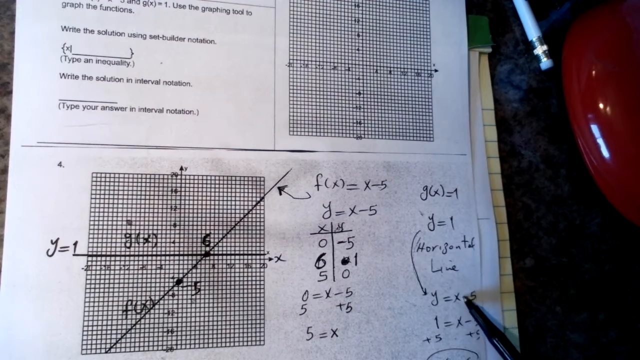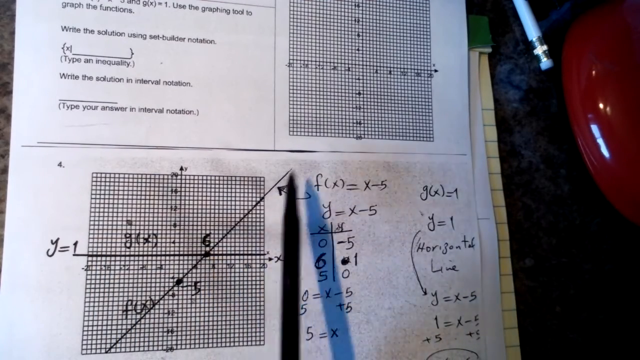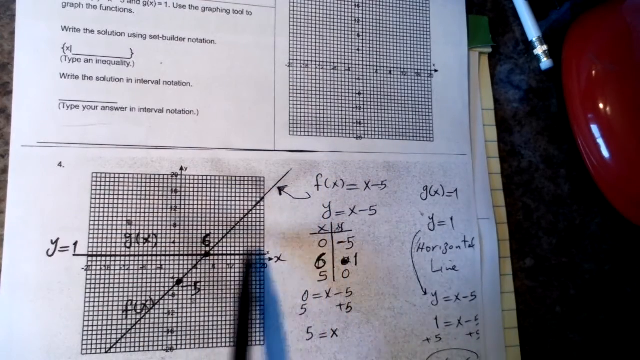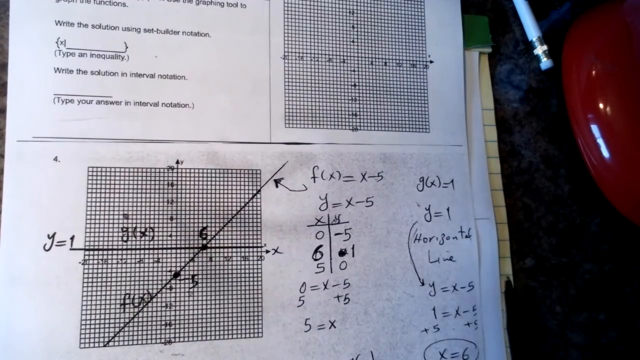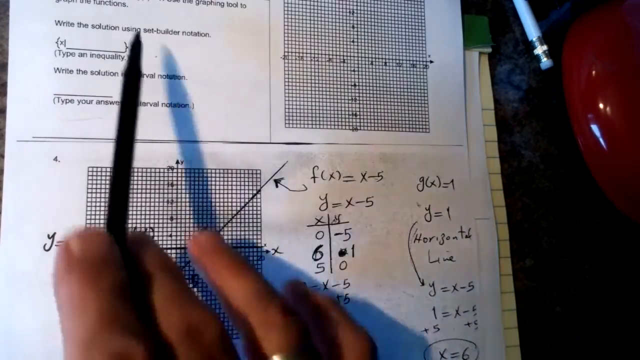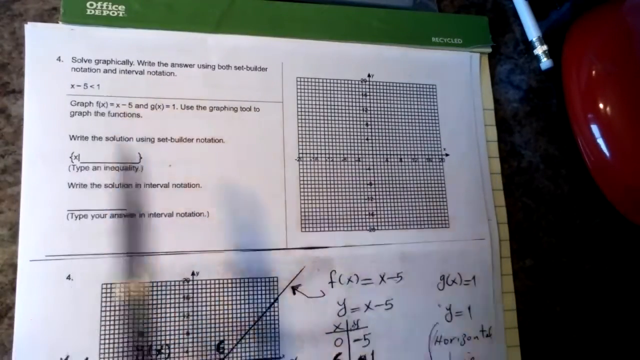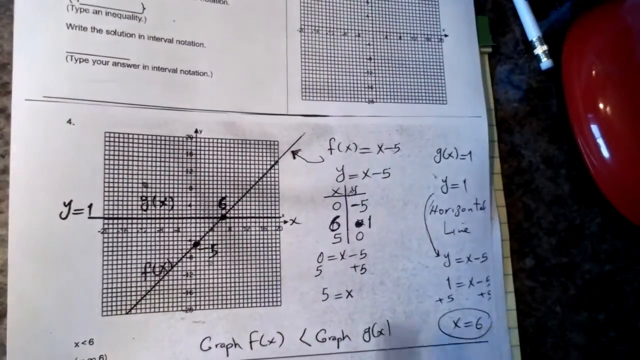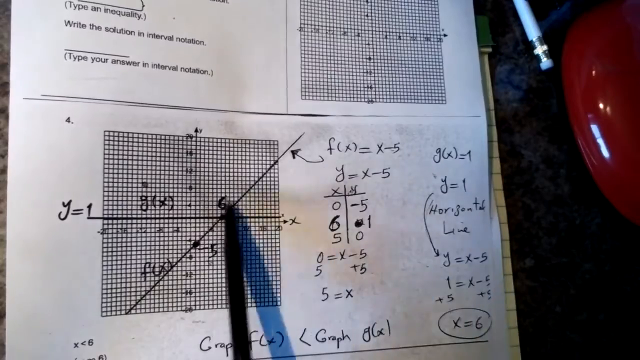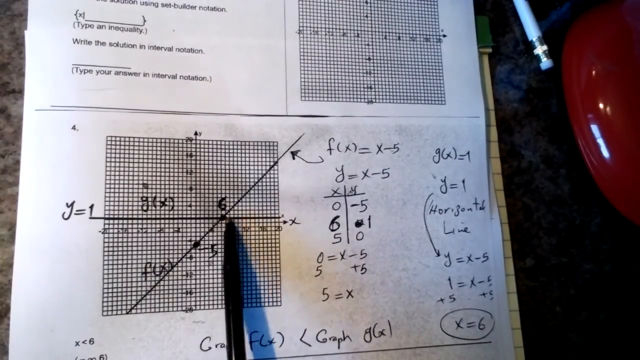Now I need to find the point of intersection. I need to know the point where y equals 1 and y equals x minus 5, or f of x and g of x, intersect. In that case, you solve these equations. You just say x minus 5 is equal to 1. So x is 6. When you find the 6, then it's right here, and this is the intersection.